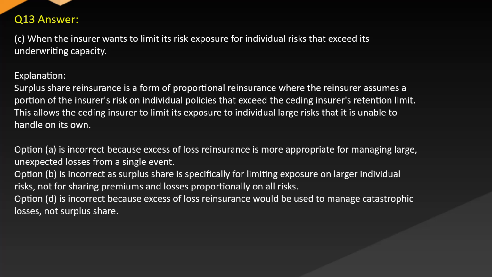Option A is incorrect because excessive loss reinsurance is more appropriate for managing large unexpected losses from a single event. Option B is incorrect, as surplus share is specifically for limiting exposure on larger individual risks, not for sharing premiums and losses proportionally on all risks. Option D is incorrect because excessive loss reinsurance would be used to manage catastrophic losses, not surplus share.